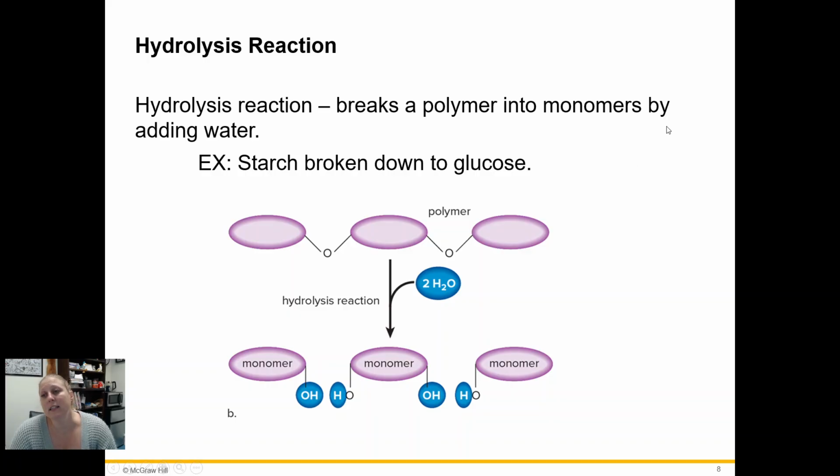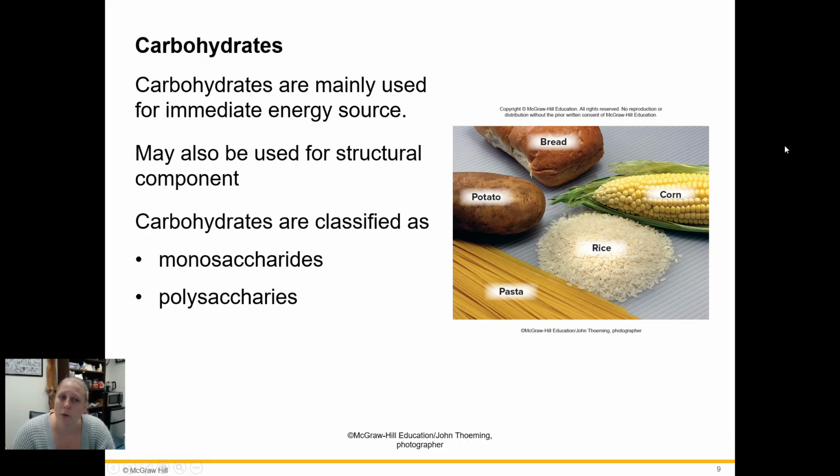Now, let's dig into each of our macromolecules in a little more detail. Okay, first, we're going to talk about carbohydrates. And the cool thing about carbohydrates is they tell us what they're made of. So carbo, carbon, and then hydrate, water. We know that carbohydrates are carbon, hydrogen, and oxygen. So the elements found in a carbohydrate are carbon, hydrogen, and oxygen. Okay? And carbohydrates are a polar covalent molecule. Okay? As a polar covalent molecule, carbohydrates are hydrophilic, or like water.